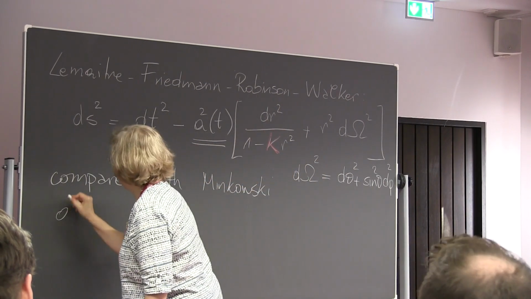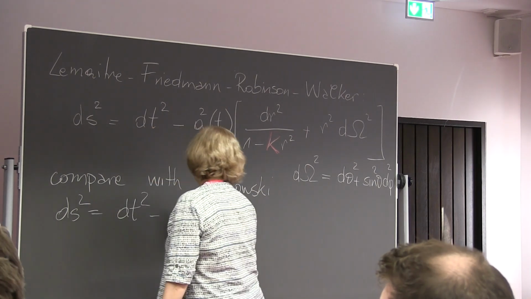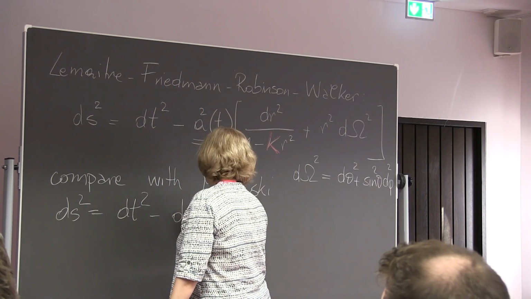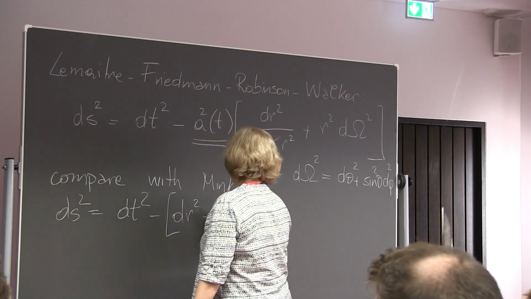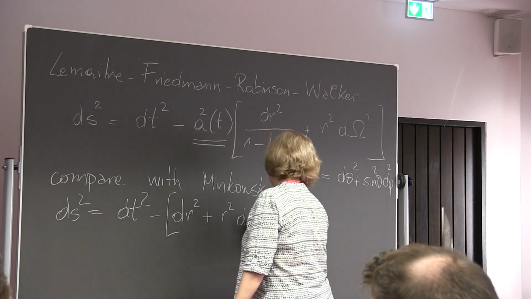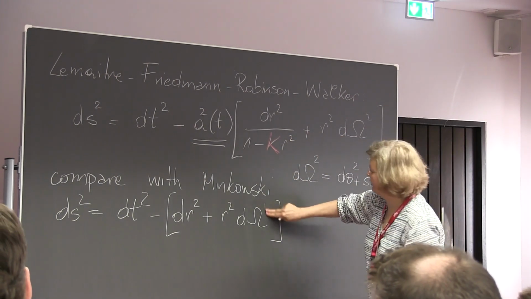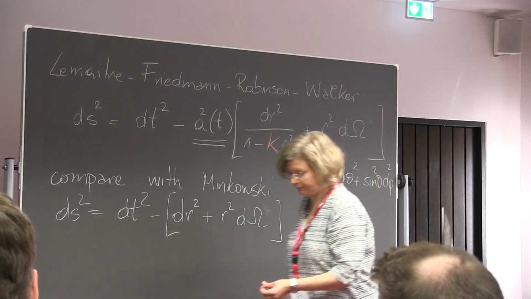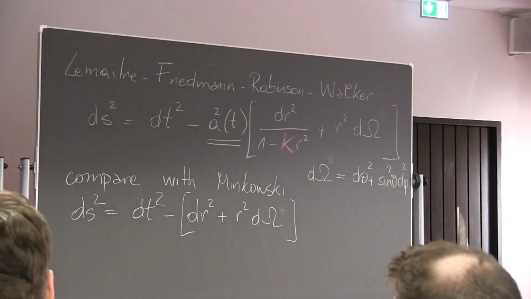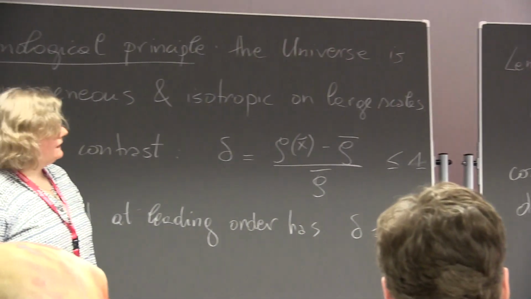In Minkowski, you have ds square equal to dt square minus dr square plus r square d omega, if you have spherical coordinates. So what does it mean for the metric?